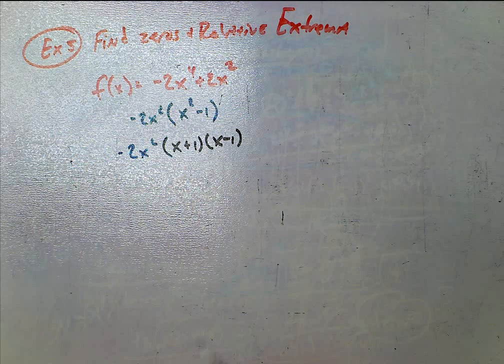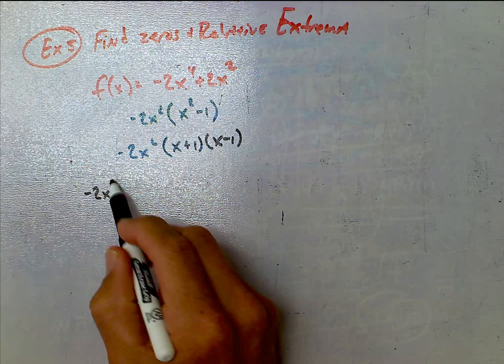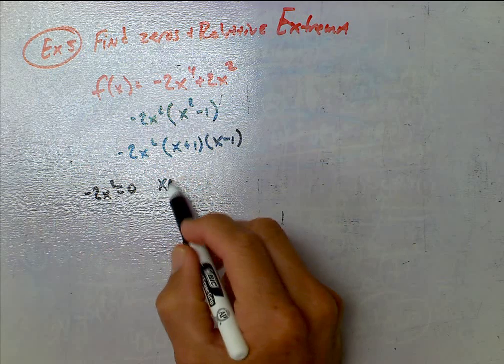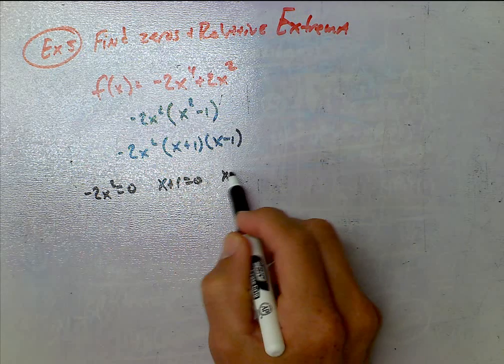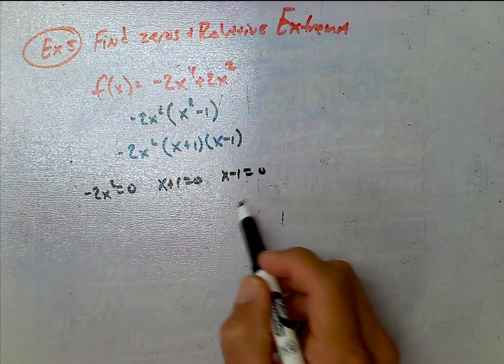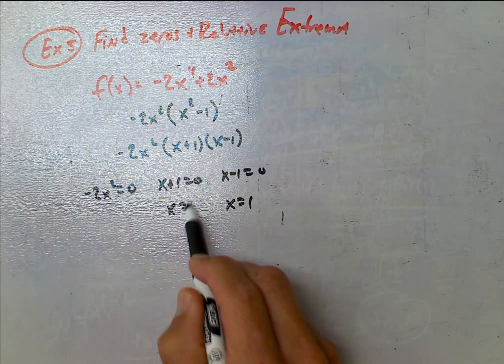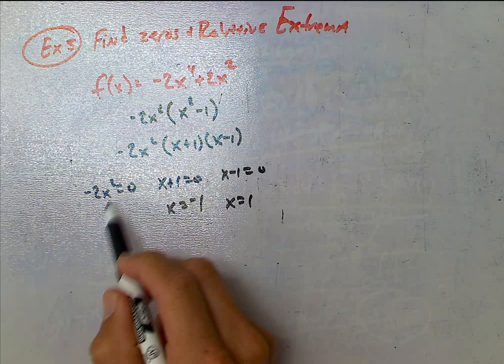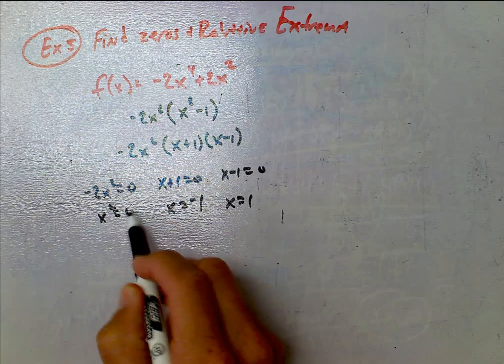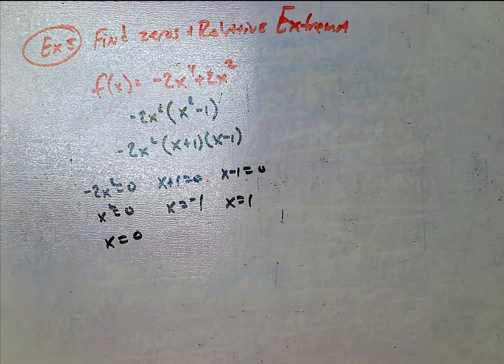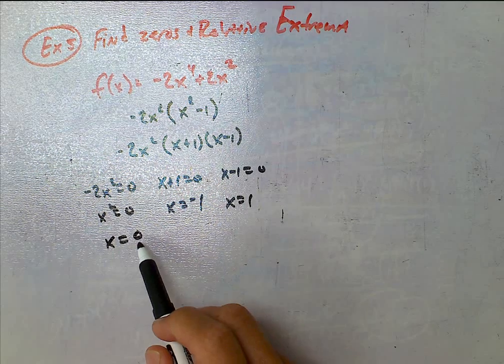Set the factors equal to 0. Solve. So x equals 1, x equals negative 1. Divide by negative 2, square root it, and you get 0. We don't do plus or minus 0, we just square root it because this is 0.